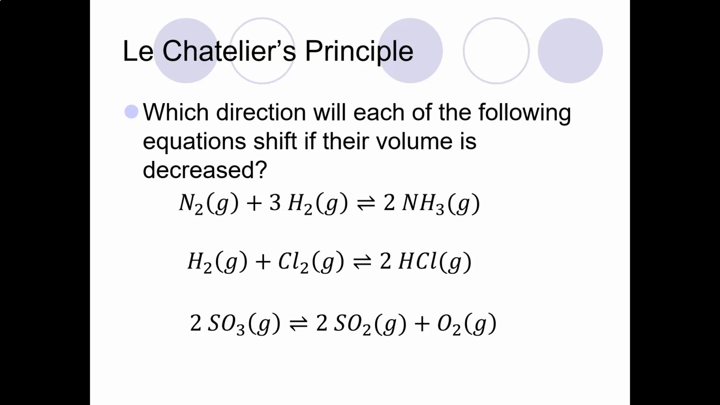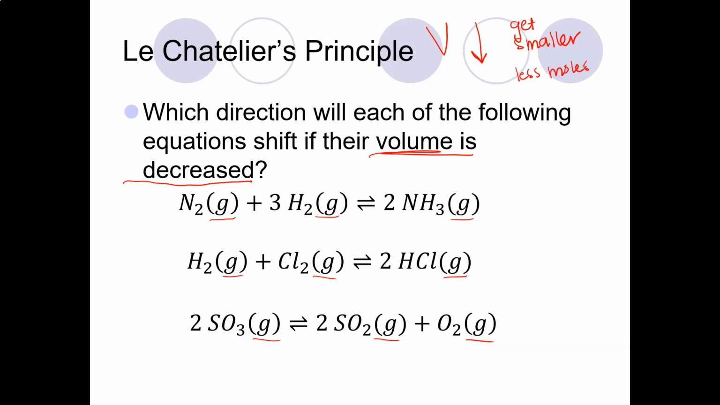What I want us to do is look at these three reactions and think about how they're going to shift if we decrease the volume. When we're dealing with volume, that means we're looking at gases only. They're all gases. So when the volume is decreased, the reaction needs to get smaller. That means fewer moles of gas.